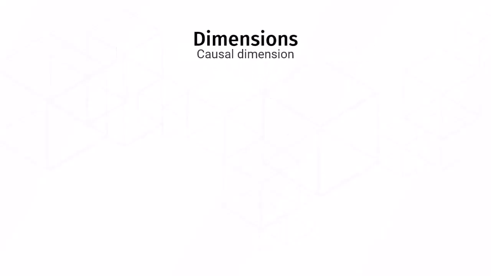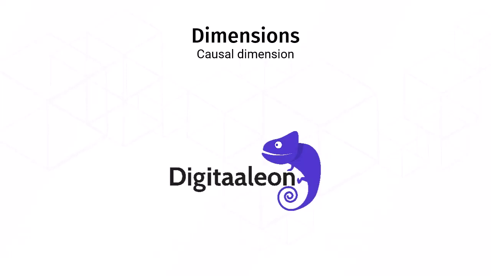Causal dimension. If we look at the different types of dimensions that exist, there's one that stands out, and that is the causal dimension. What is that, you may ask?